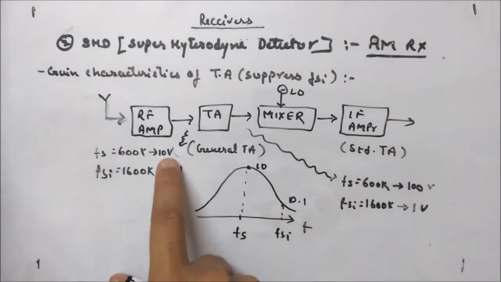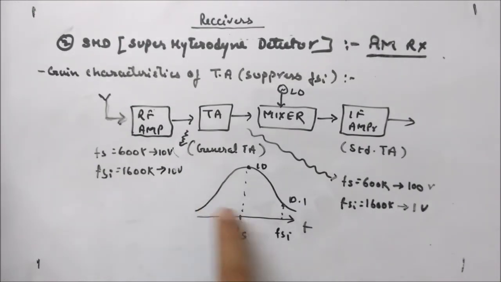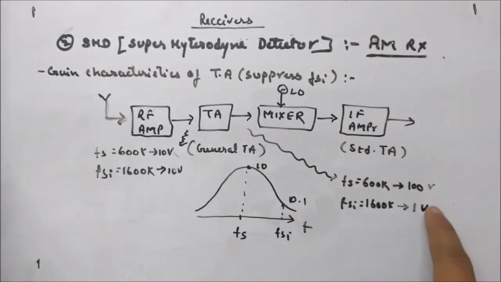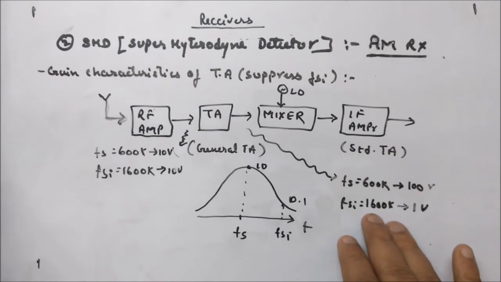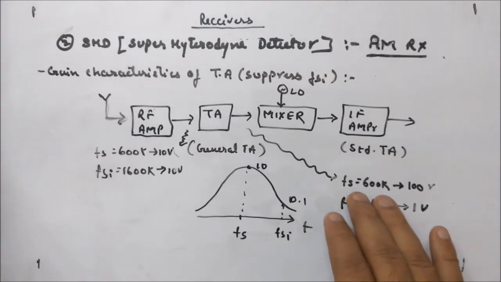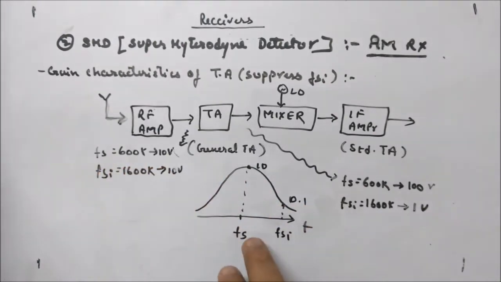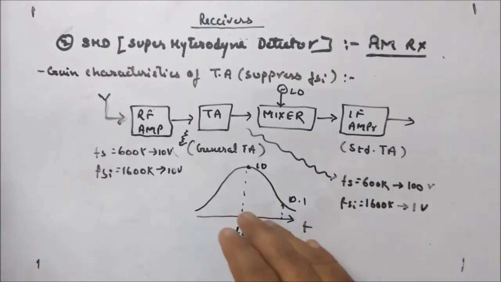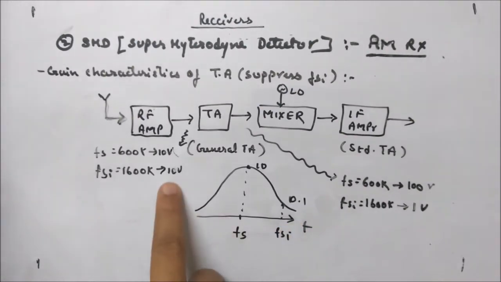The amplitude of Fs will be multiplied by the gain of 10, so 10 into 10 we will get 100 volts. And FSI gets multiplied by 0.1, so you will get 1 volt at the output of this tuned amplifier. So you can see we have suppressed the amplitude of the signal at FSI equal to 1600 kilohertz and amplified the signal at Fs equal to 600 kilohertz. So that is how you reject or suppress FSI. Whatever is coming at frequency FSI, you have decreased the amplitude.